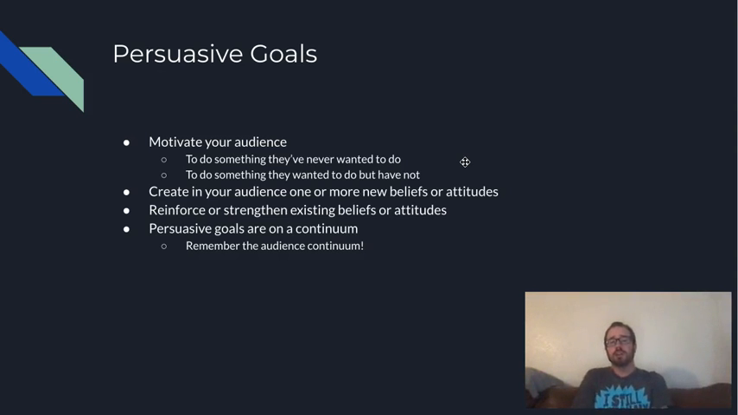The big thing to remember here is that persuasive goals are on a continuum. If you think back to our audience analysis section, remember we talked about the audience continuum of the hostile audience to the friendly audience and neutral in the middle. Persuasive goals exist along that continuum, right? So if your audience is neutral, then you're going to have different persuasive goals than if your audience is friendly or if your audience is hostile to your message, right? So understanding where your audience is allows you to understand what persuasive goal you need to try to achieve.